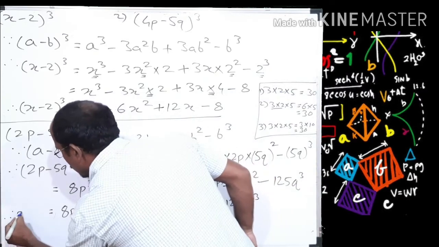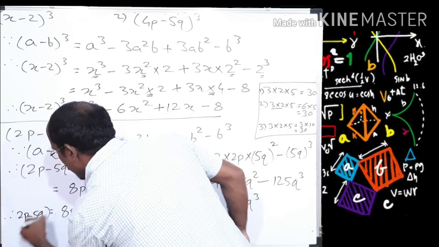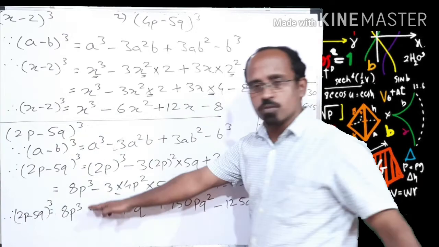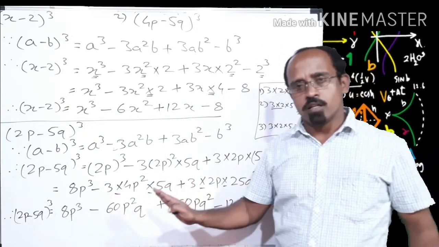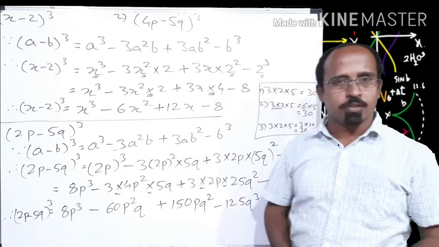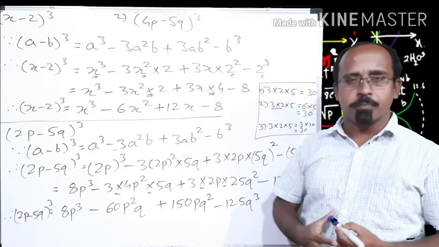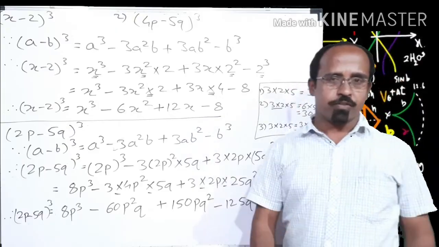So we can write it as (2p minus 5q) cube is equal to 8p cube minus 60p square q plus 150p q square minus 125 q cube.